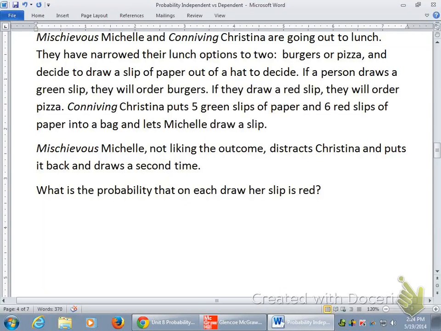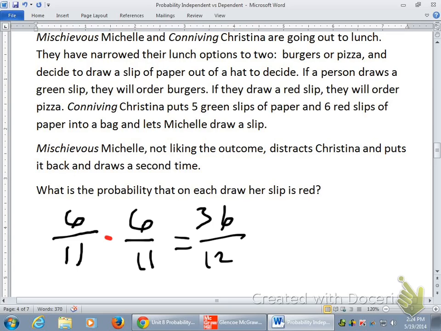We know it's independent because this first drawing and the second drawing have the same exact sample space. So what are the odds that, or excuse me, what's the probability that she chooses red the first time? There are 6 out of how many? 11. And what's the probability she chooses red the second time? 6 out of 11 again. And what do you do with those two? Multiply. So this is going to be 36 out of 121. Which is basically what? 30%? All right.